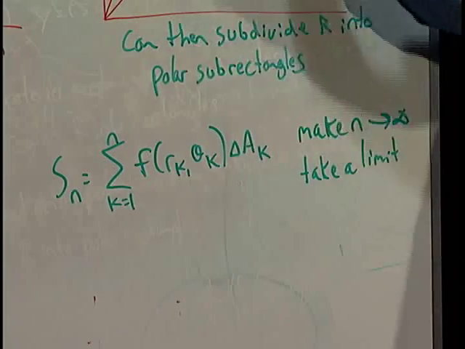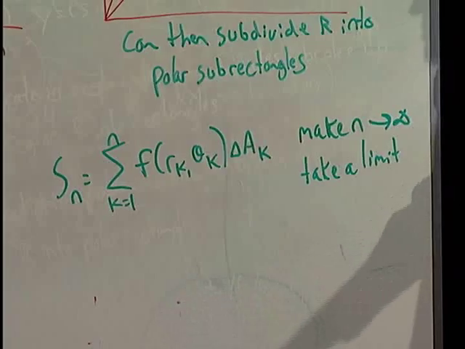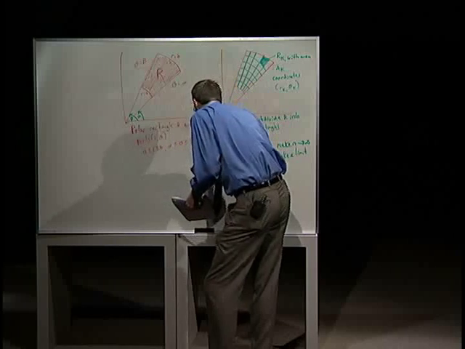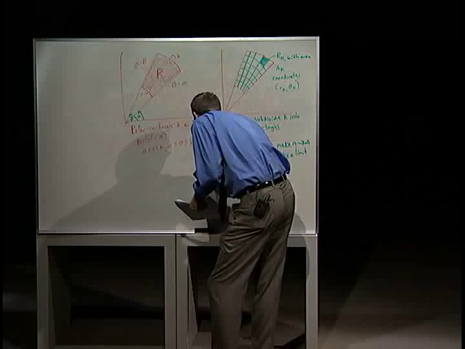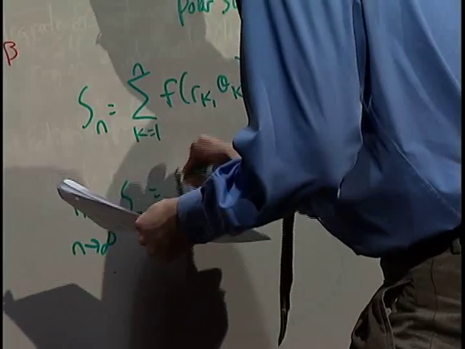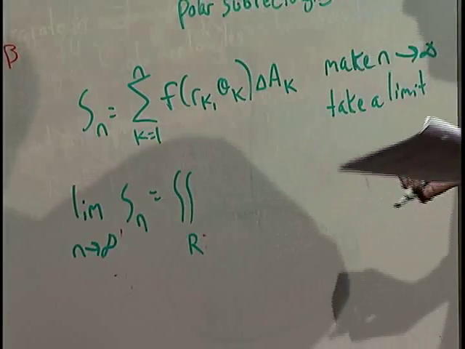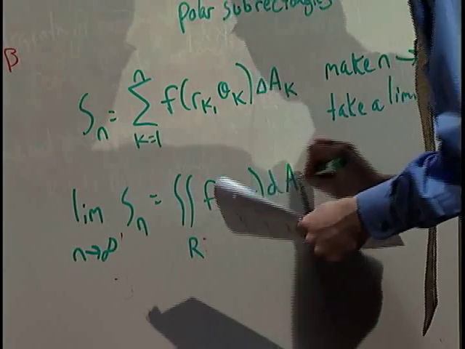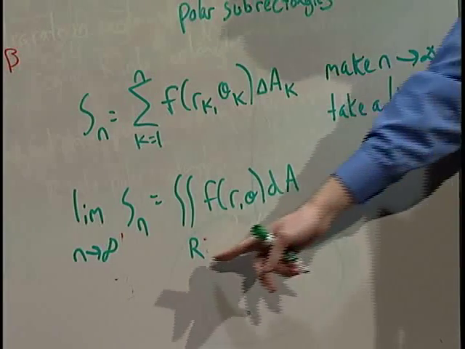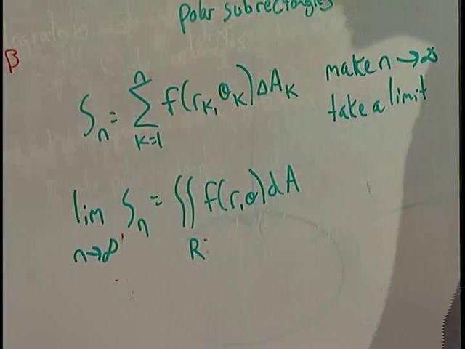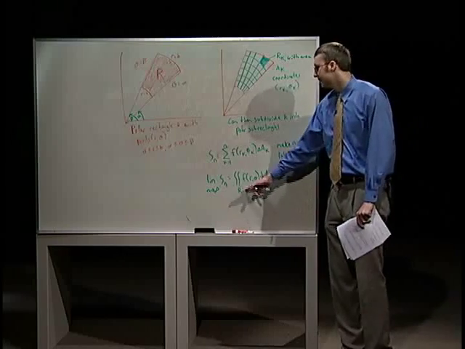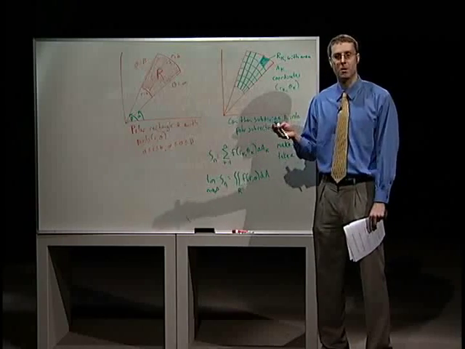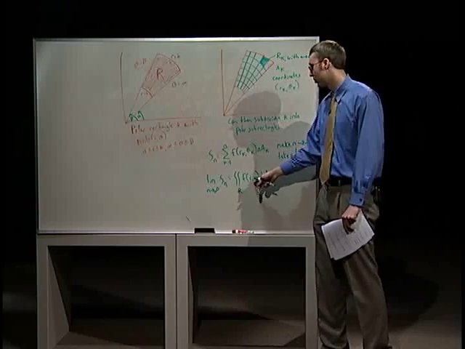So you take more and more of these. They get smaller and smaller, giving better and better approximations. And you get the limit as n goes to infinity of S n is the double integral over the region R of f of r, theta dA. So double integral over the region R of f of r, theta. What this is all saying is that the integration, at least at this point, looks exactly the same as double integration over rectangular regions, only we've changed to polar coordinates.